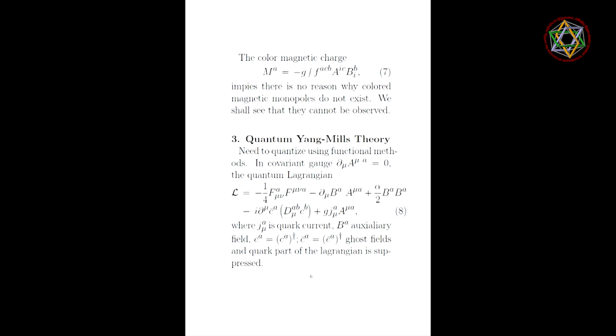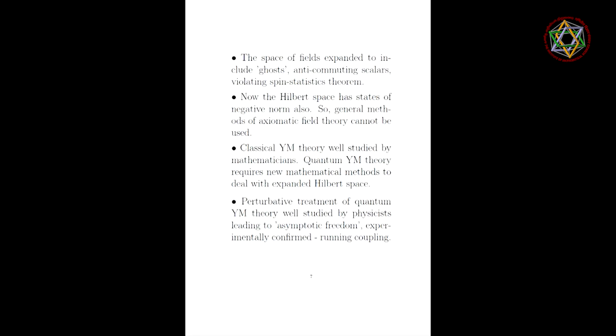In a covariant gauge, the quantum Lagrangian is given by this, where besides the gauge fields, I suppress the matter fields except by the current J_mu^a. We have the auxiliary field B^a and the ghosts. And I do not write the quark part of the Lagrangian explicitly. We can do it. But there are some differences.